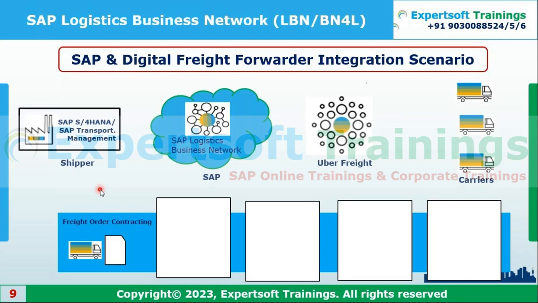So in such cases we are not doing planning from our end. Simply put, the moment I create a delivery document, the freight unit is automatically generated, and it goes to LBN, and from LBN to the third party. When he plans, the result comes back to me as a freight order. Got it?